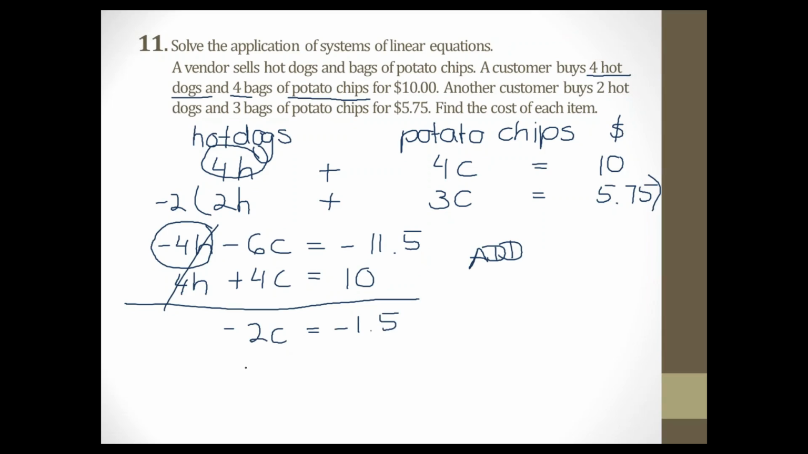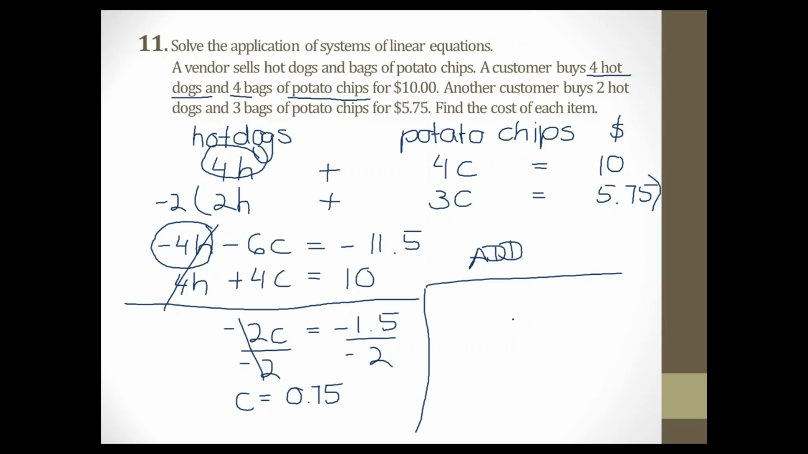Solving for c, let's divide by -2 on both sides, and I get c equals 1.5 divided by 2 equals 0.75, so 75 cents, which means C, representing the potato chips, one bag costs 75 cents.